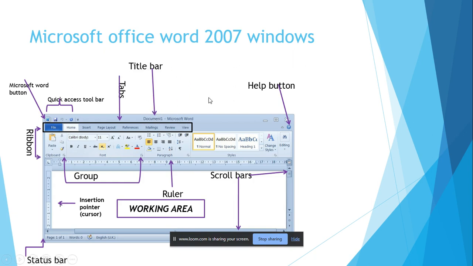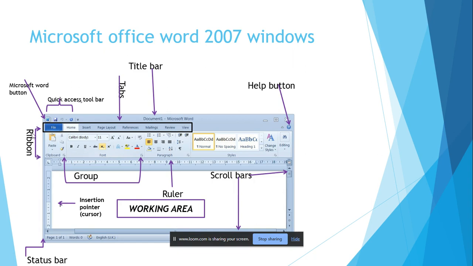Very well. Then we have what is referred to as the quick access toolbar. So this is the quick access toolbar. The quick access toolbar is a part of the window that assists you to access certain tabs in a quicker way. So then we have the ribbon.